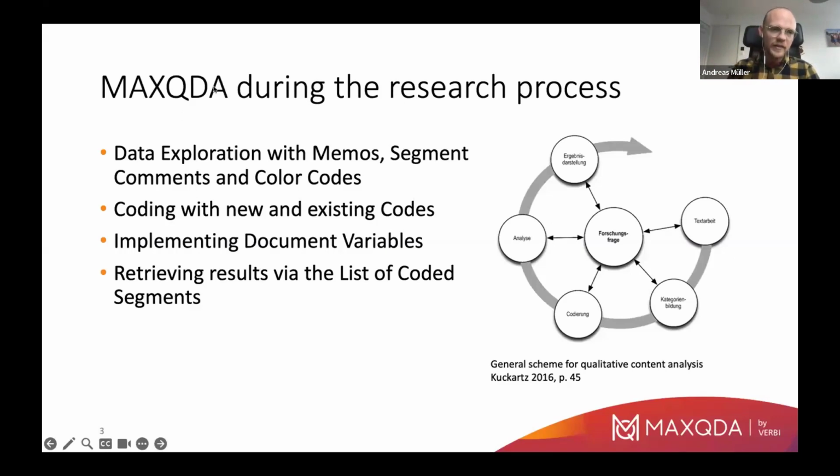Here I distinguish 4 stages in MAXQDA. It's built a bit on the general scheme of qualitative content analysis by Udo Kuckartz, where we first think about data exploration, about getting to know our data, then about coding, with new and existing codes. We will see in a second what coding means. Then we will think about implementing document variables, implementing quantitative data in our tool, not because it's a time-sensitive step, but because it's one that's sometimes overlooked.